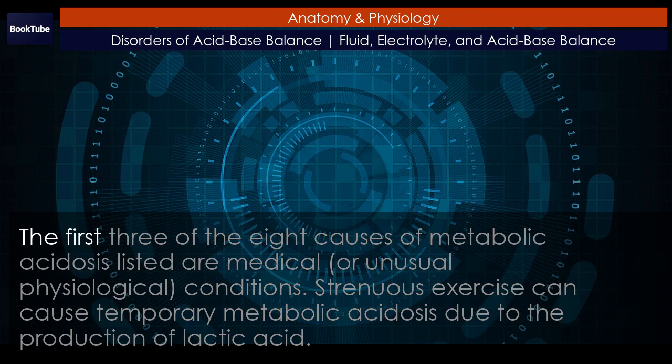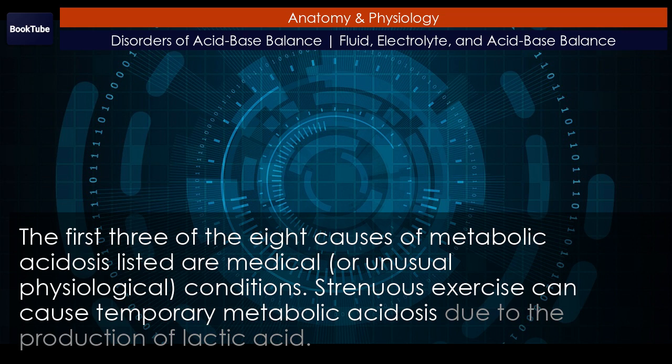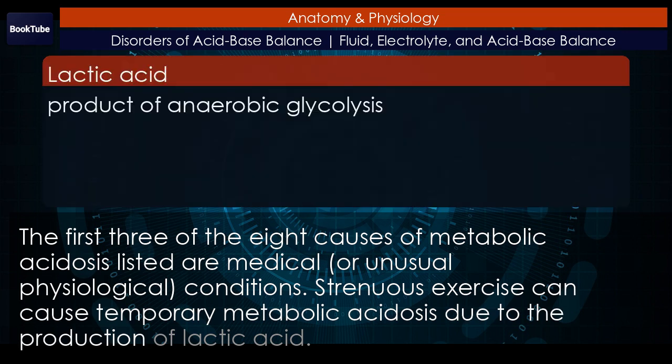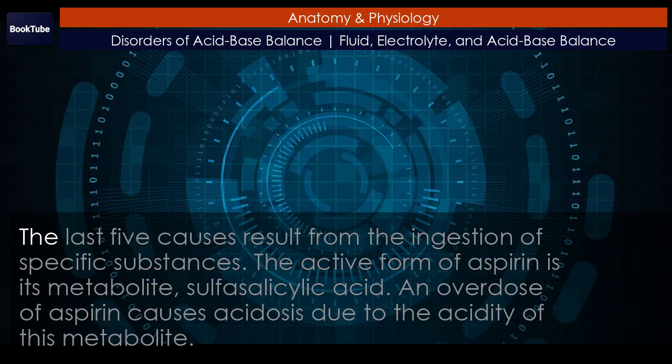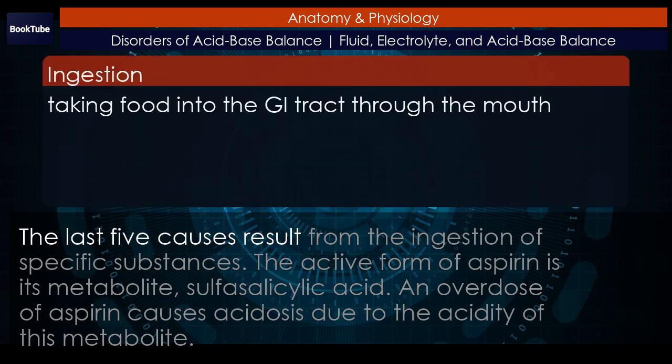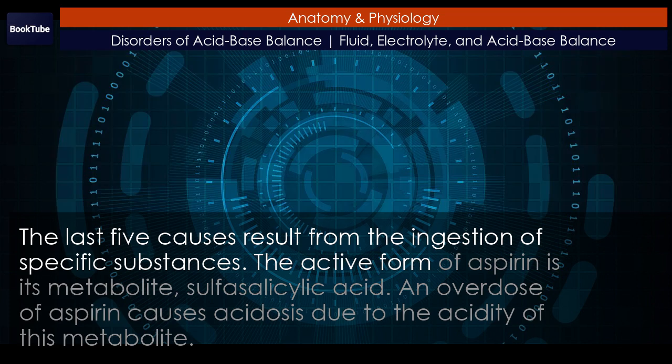The first 3 of the 8 causes of metabolic acidosis listed are medical or unusual physiological conditions. Strenuous exercise can cause temporary metabolic acidosis due to the production of lactic acid. The last 5 causes result from the ingestion of specific substances. The active form of aspirin is its metabolite, sulfosalicylic acid. An overdose of aspirin causes acidosis due to the acidity of this metabolite.